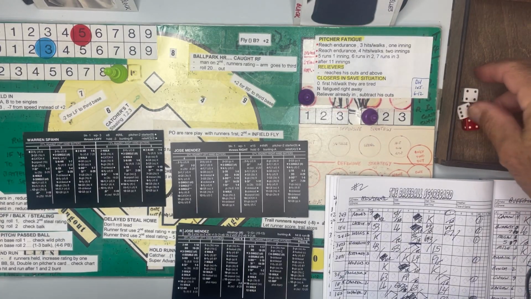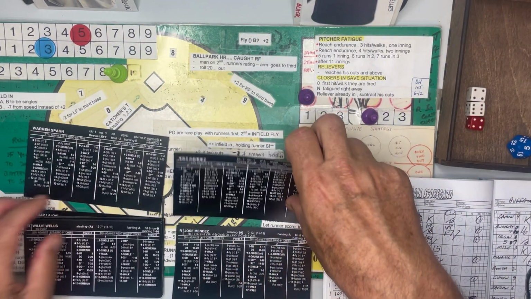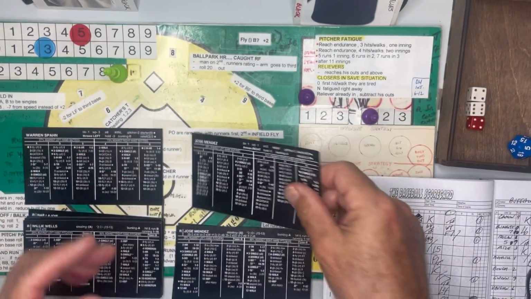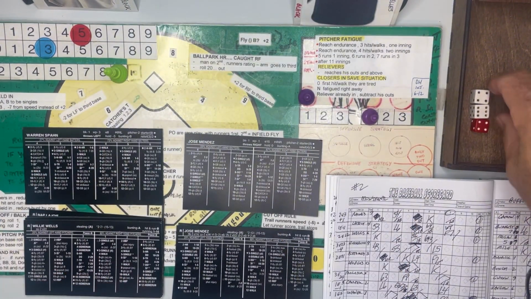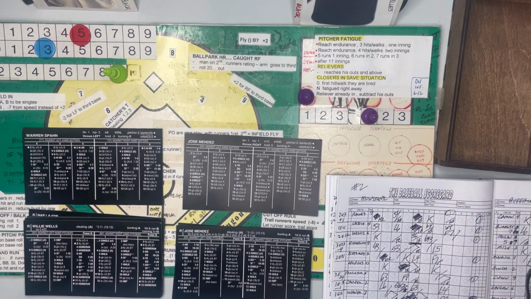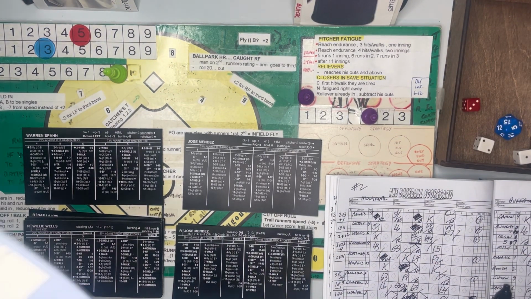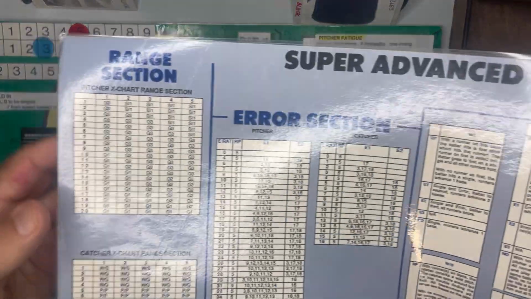We have a 4, number 10. So that is going to Mendez's card. 410 is a catcher X. So we've got to go check Johnny Bench's card. Johnny Bench is a 1E3. So we roll off of that. And a 1 for Bench.